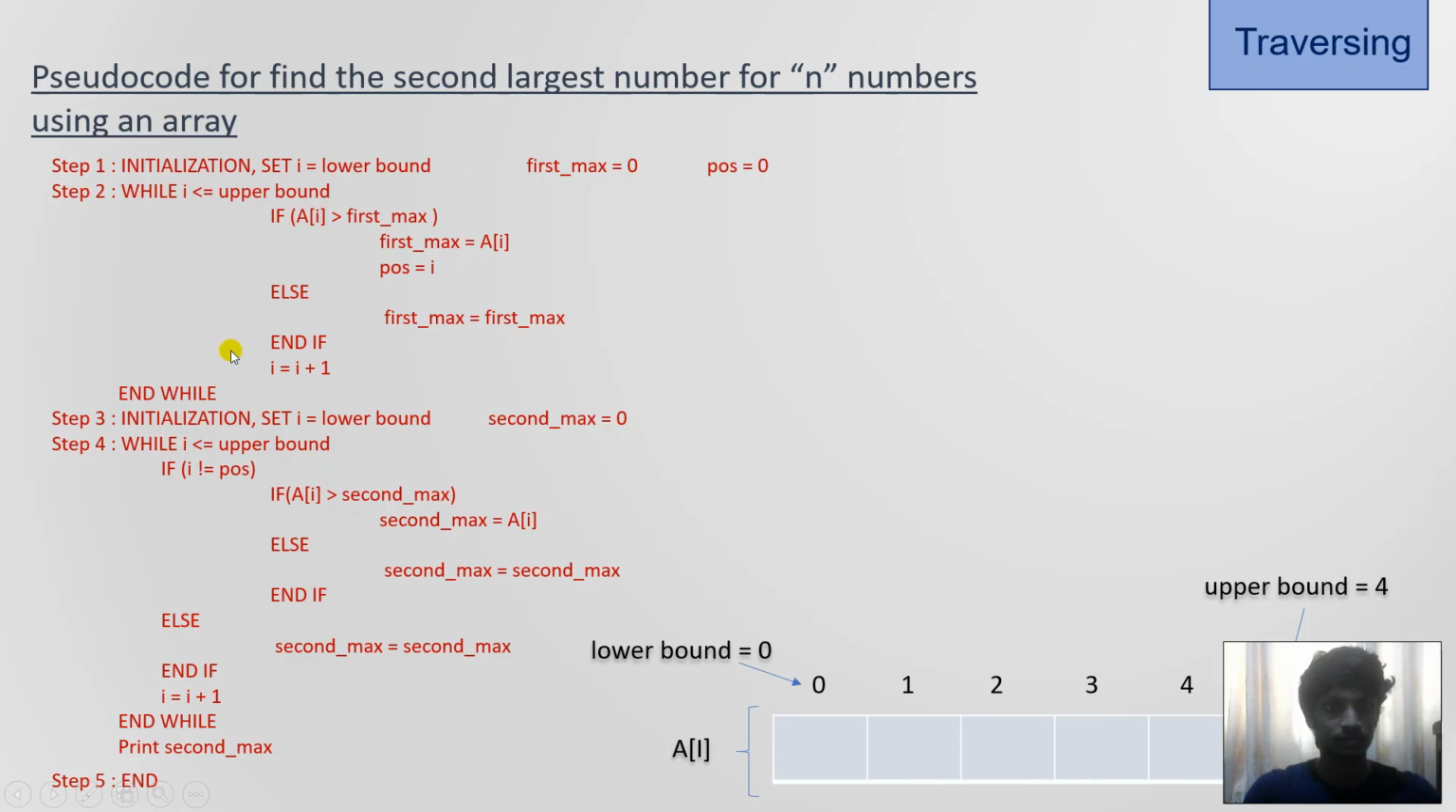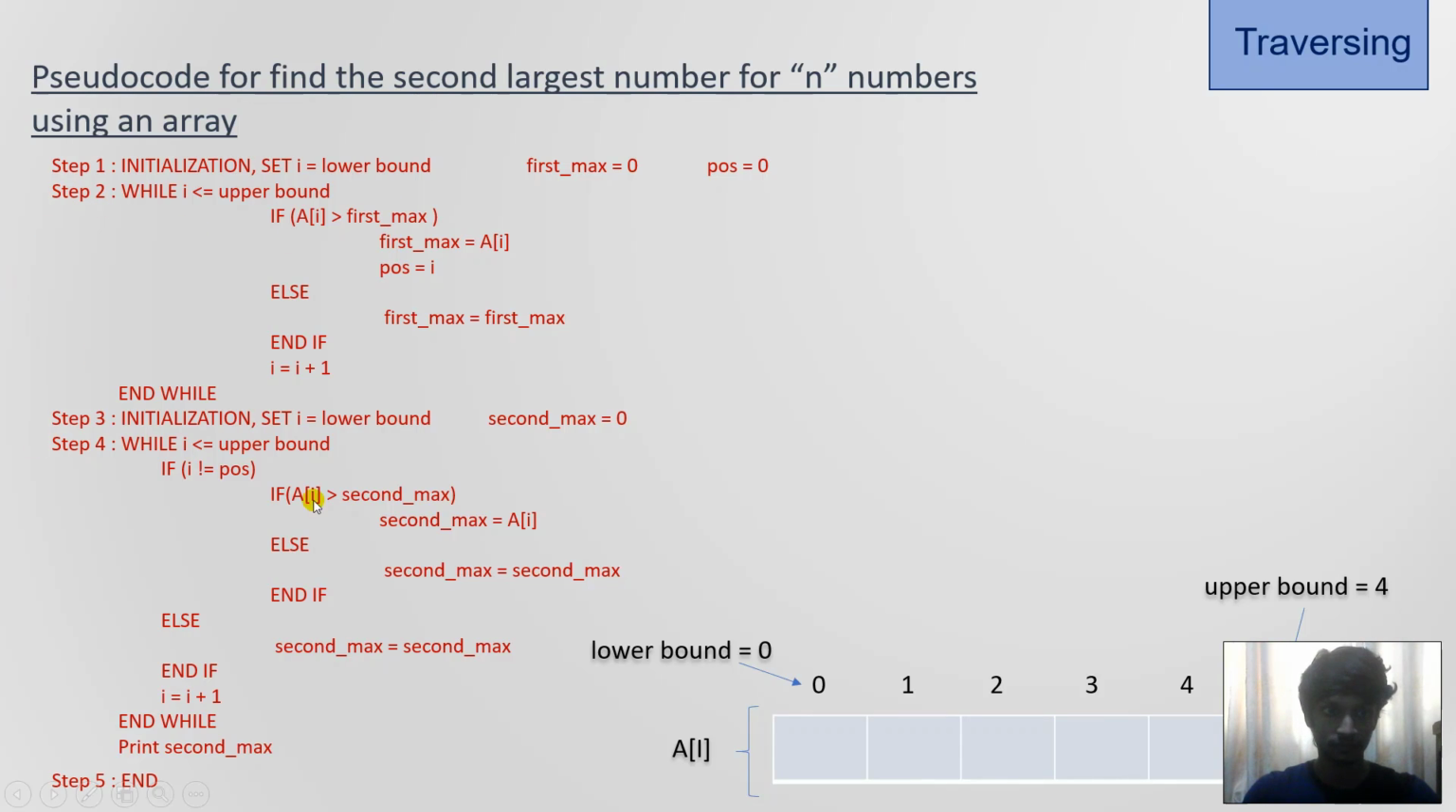So here this is the basic pseudocode about it. As you can see, first we initialized the following variables: lower bound, first max position variable and position variable. This is the variable that I'm talking about, the position variable. When you are capturing the position, you should store that value in a variable, and in the next iteration we can compare values by using that position.